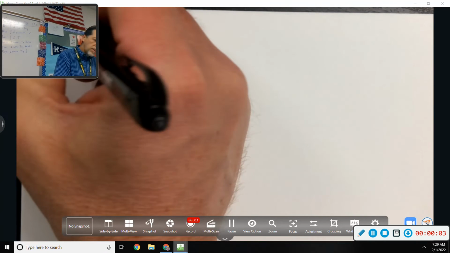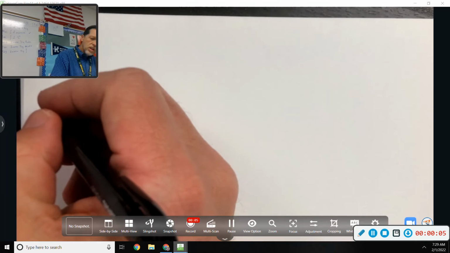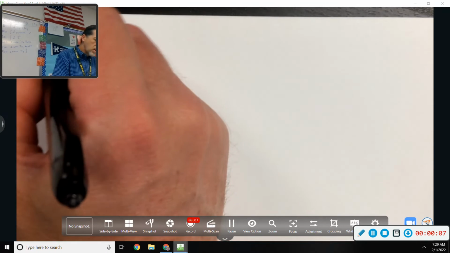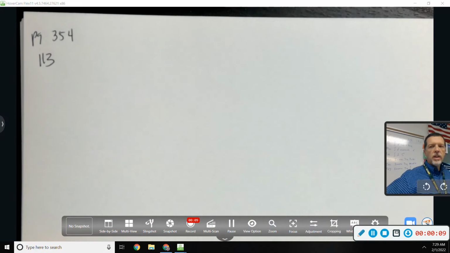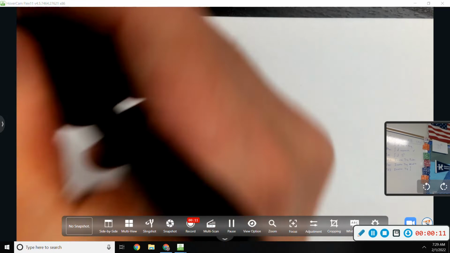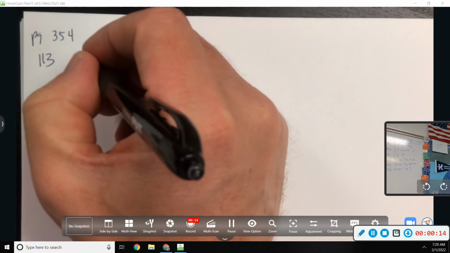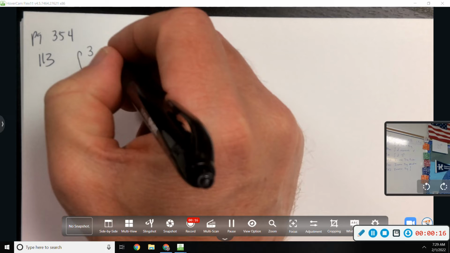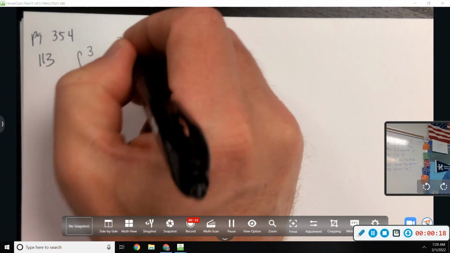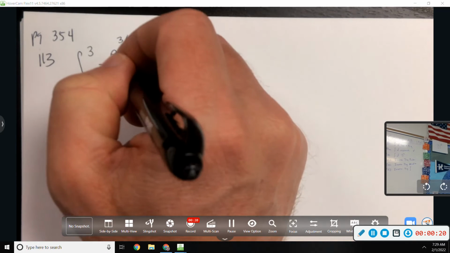Page 354, number 113. Again, the reason we picked this one is it's got limits on it, and we didn't do any with limits yesterday for notes.